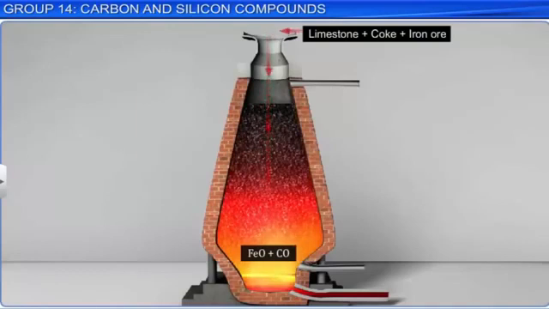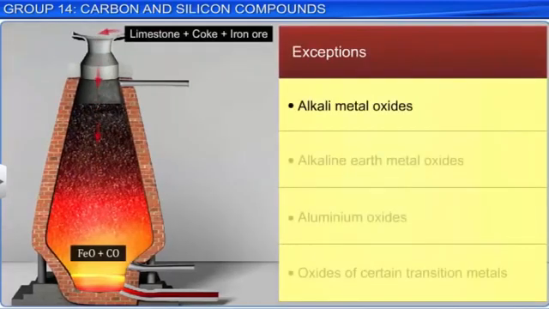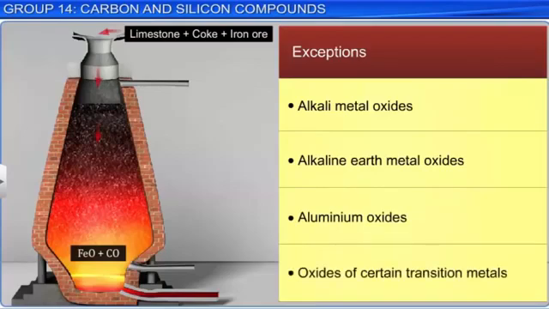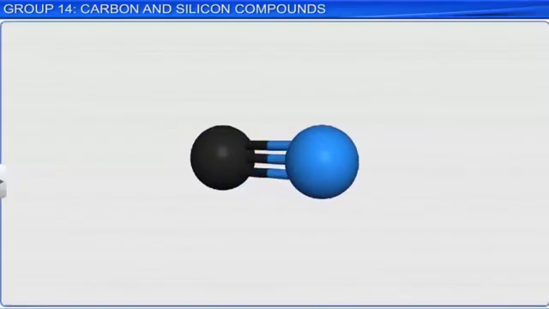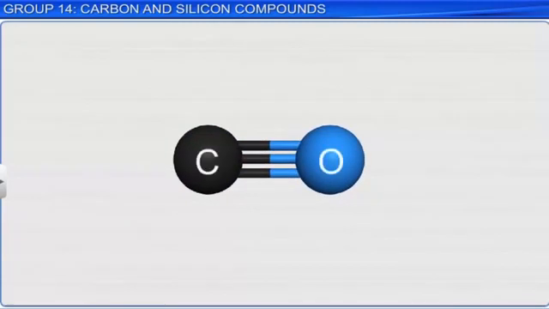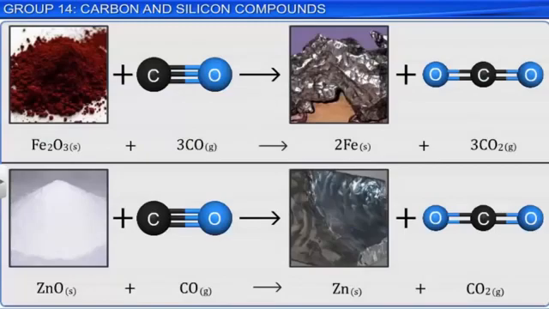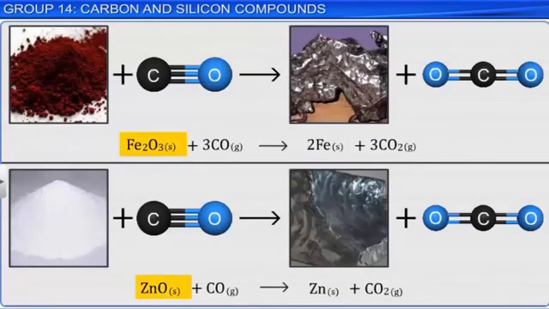When exposed to metal ores, it reduces most of them to the elemental form of the metal. Note that carbon monoxide cannot reduce the alkali and alkaline earth metal oxides, aluminium oxides, and the oxides of certain transition metals. Reactions with carbon monoxide are used to extract many metals from their ores. The reactions here show iron 3 oxide and zinc oxide producing iron and zinc. In the process, carbon monoxide is oxidized to form carbon dioxide.